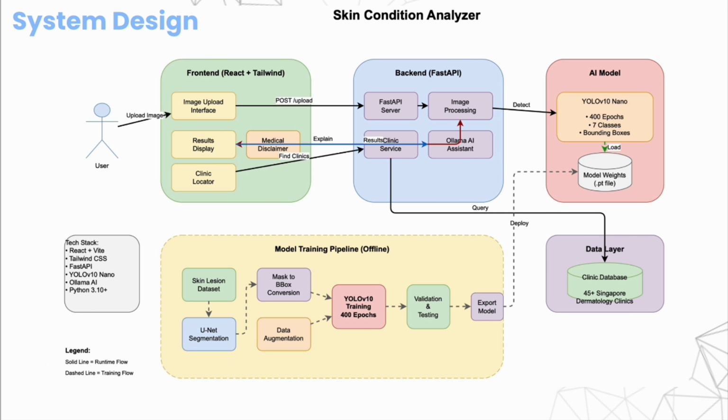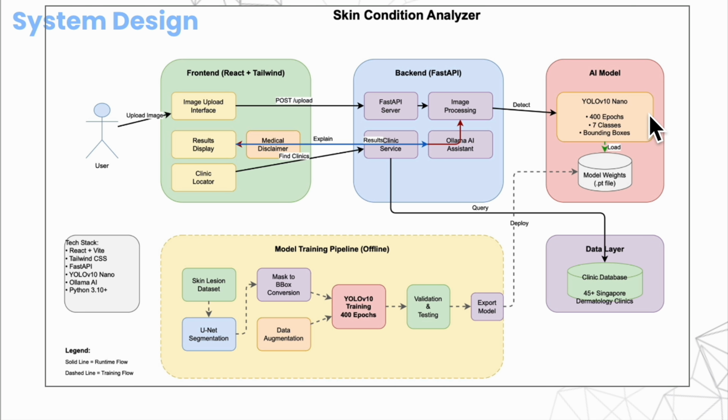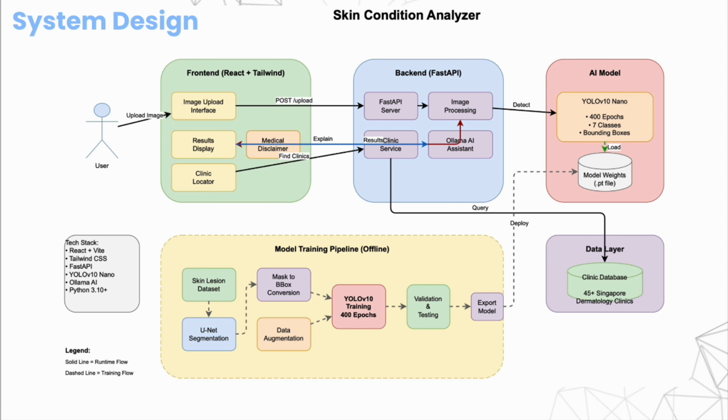The results are sent back to the results or clinic service on the backend. This service also queries our data layer for nearby clinics from our database and uses the Ollama AI assistant to generate a medical explanation. Finally, the results, disclaimer, explanation, and clinic lists are all sent back to the front end for the user to see.